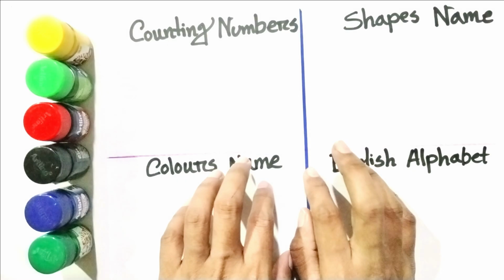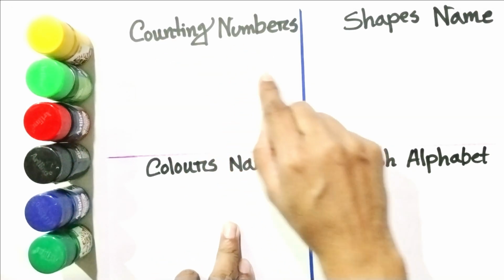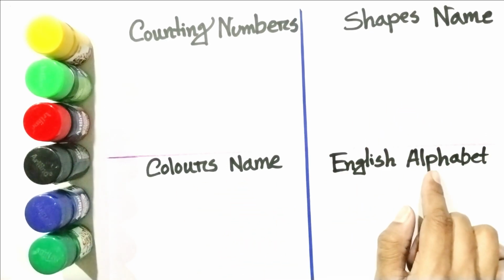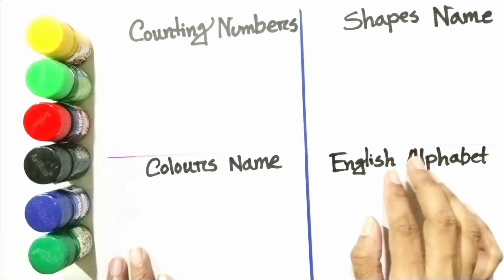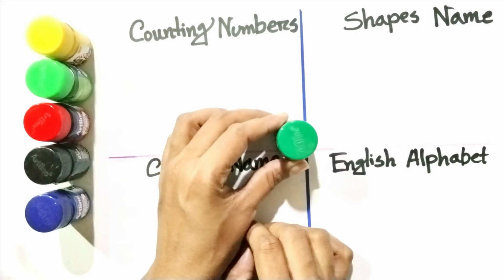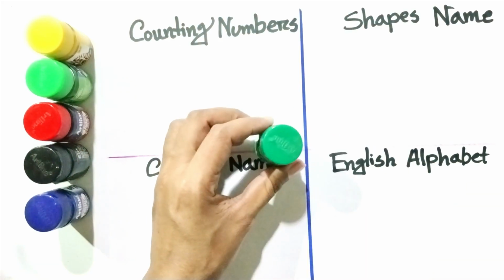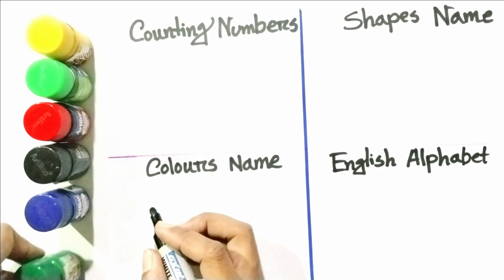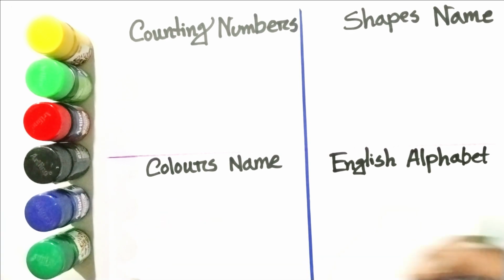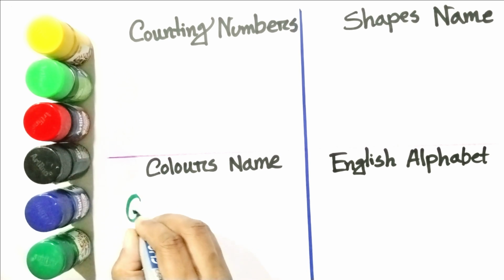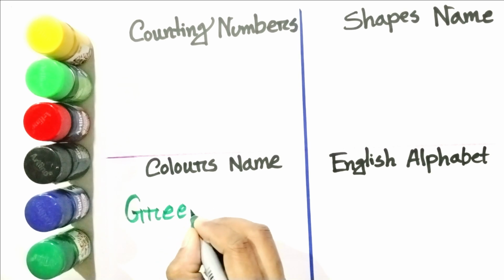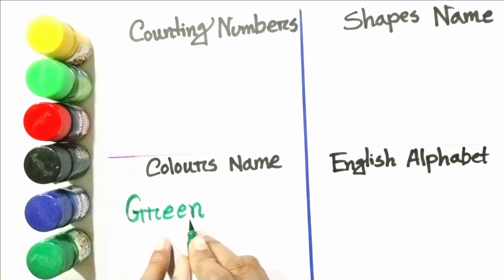Kids, today we will learn counting numbers, shapes name, colors name and English alphabet. At first we will learn colors name. Say with me, colors name, green. Write with me, G R E E N, green.